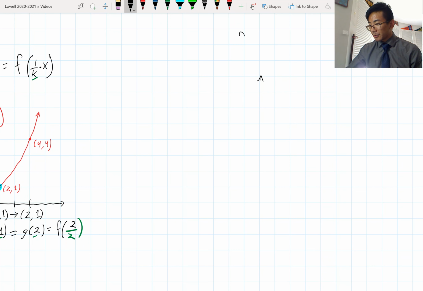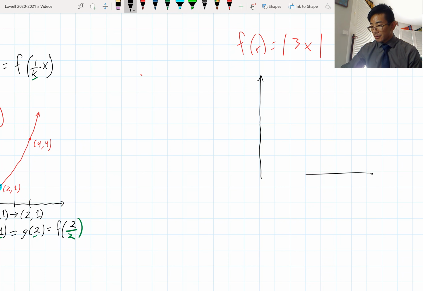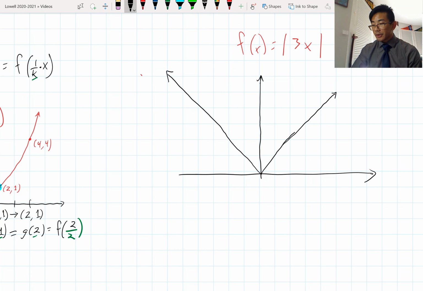So let's talk about f of x. Let's sketch absolute value of 3x. Oh, we'll do this one in red, just like we have been. So I'm going to draw my axes here. So again, my parent function is f of x equals absolute value of x. Just now, what does this mean?